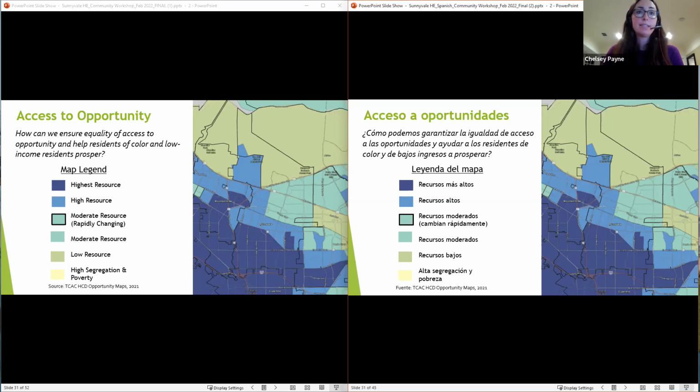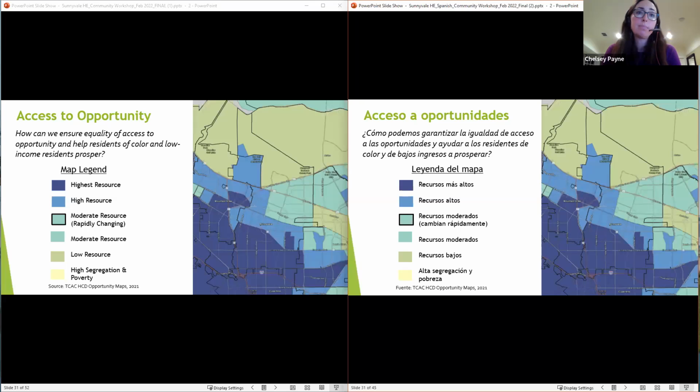When referring to access to opportunity, it's generally expressed as high resource or low resource. So areas of high resource, like those in the southern and central part of the city, have the highest access to educational, economic, and environmental opportunity for this indicator. Areas of moderate or lower resource include those in the northeastern and northern portions of the city. And this is data that's developed by the state of California for use in allocation of tax credit funding.